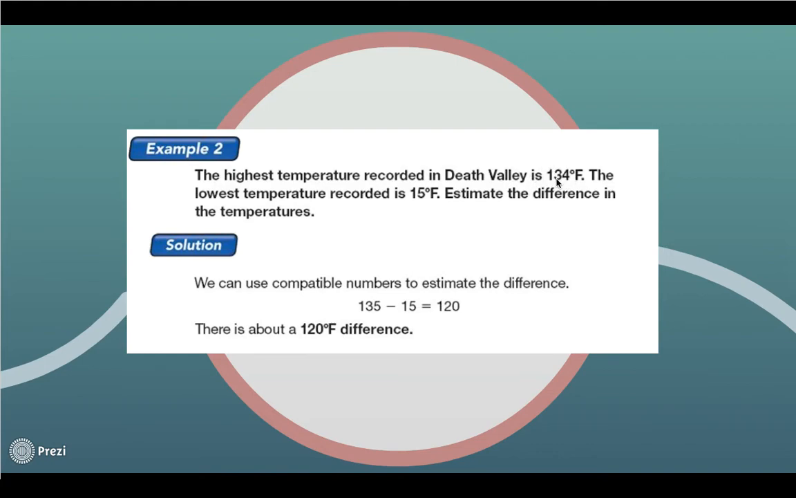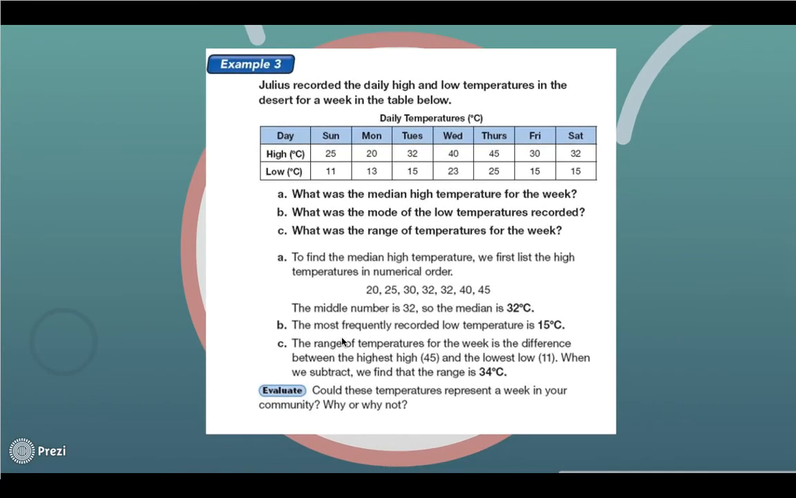So instead of using 130, I'm going to use 135 because it's a little bit more accurate than rounding to the nearest 10. All right, so if I round this to 135 and then I subtract 15, I know 15 and 35 work well together because of the 5s and the 1. And then what I get is 120. Okay, so there's a 120 degree Fahrenheit difference from the highest to the lowest.